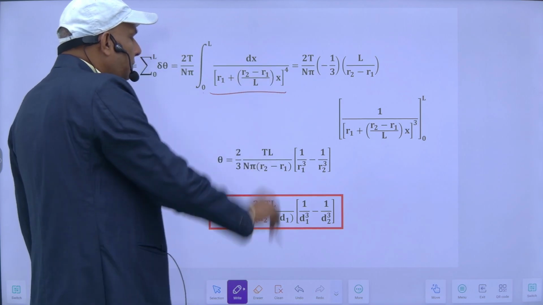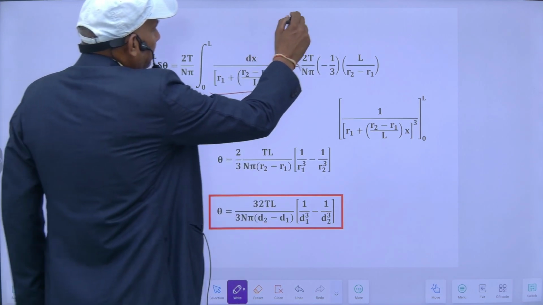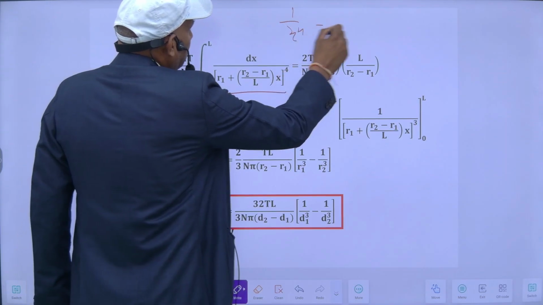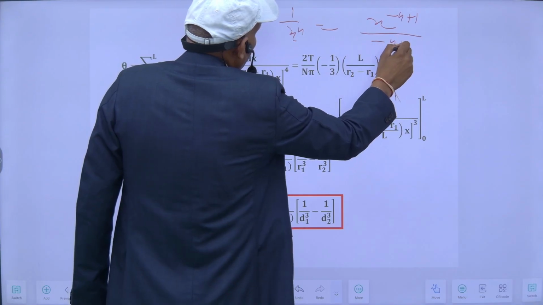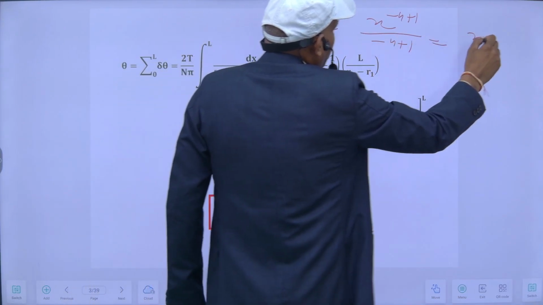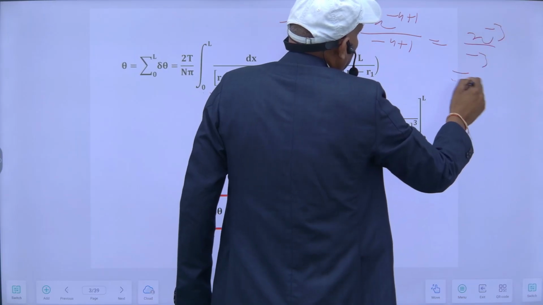So the integration will be, this will be 1 upon x raised to the power 4. So it will be x raised to the power minus 4 plus 1 divided by minus 4 plus 1. It means x raised to the power minus 3 upon minus 3.